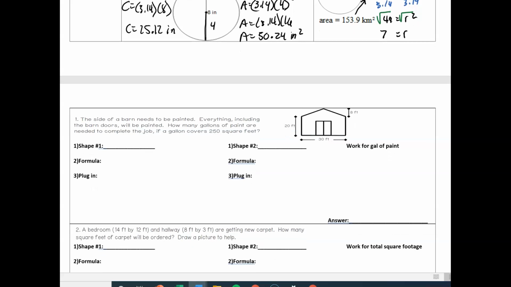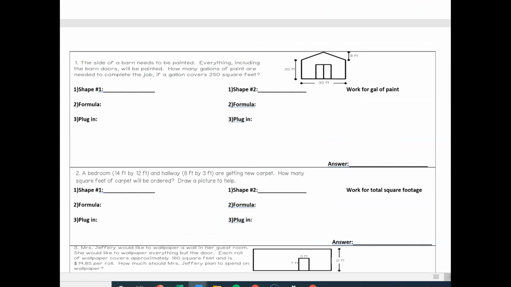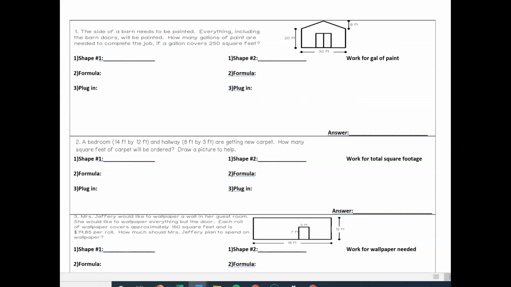Right? On the back side, this is kind of working with our composite shapes like we were yesterday. Basically what you're going to want to do is find the area of the first shape, find the area of the second shape, either add them together or subtract them out based on what the question's asking, and then there's always kind of one little extra step after that. So let's take a look at this first one.